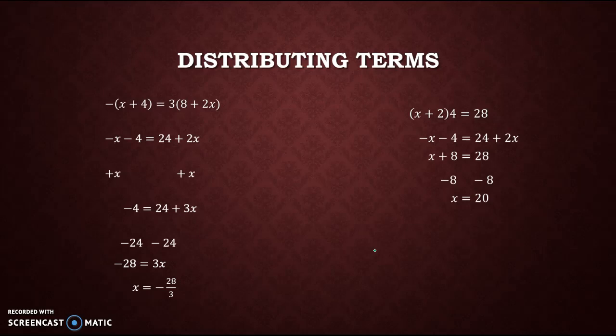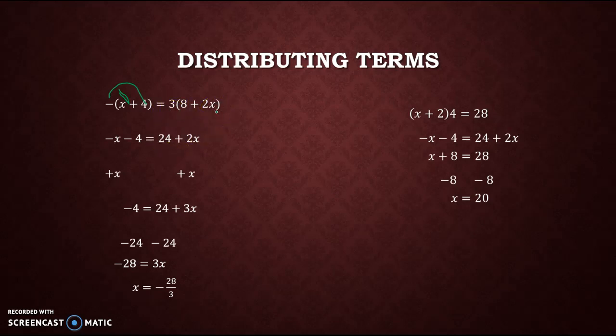So as we see here, they had the negative sign, no problem. They distributed the negative to the x and to the 4 beautifully, but what they had problems with was this 3 on the other side of the equal sign. So they had this 3, they multiplied by the 8, but they completely forgot the 2.